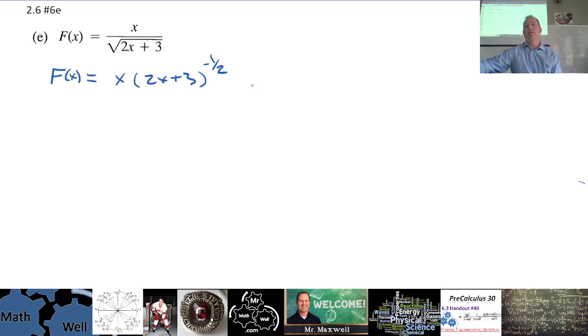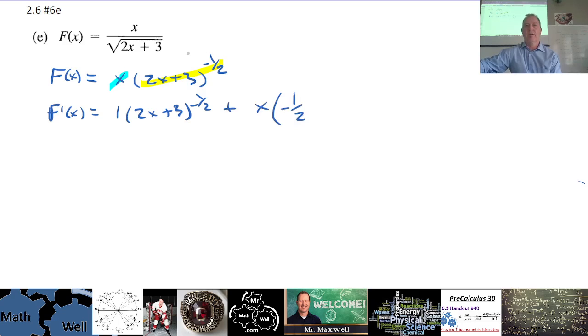Okay, so now we can do the product rule, which would be: here's function 1 and here's function 2. We're going to do the derivative of the first, f prime of x, the derivative of the first, 1, times the second, plus the first times the derivative of the second. So this is now negative 1/2, bring that down, times 2x plus 3, leave that alone, subtract 1, negative 3 over 2, times the derivative of what's inside, or 2. So that should be your first step. If it says do not simplify, then you're done. That should be everything.